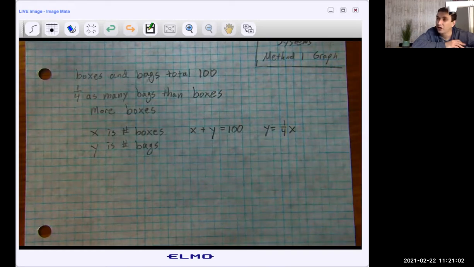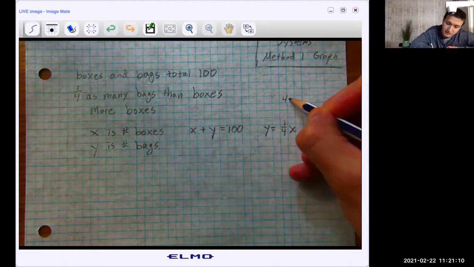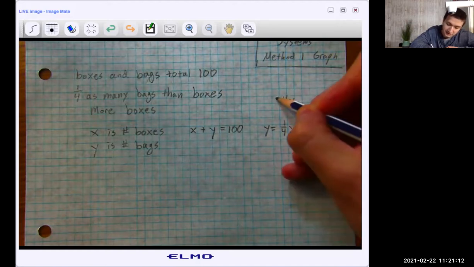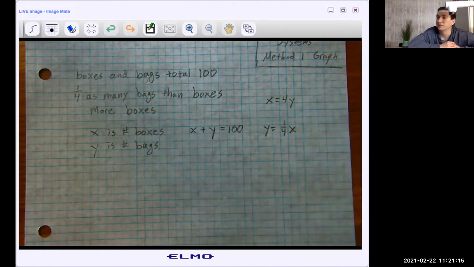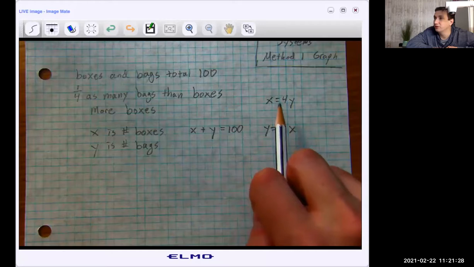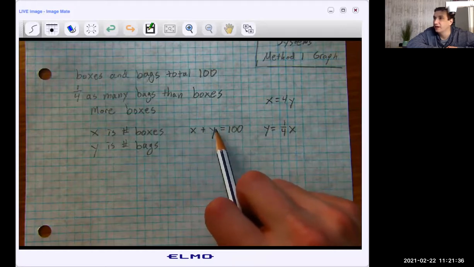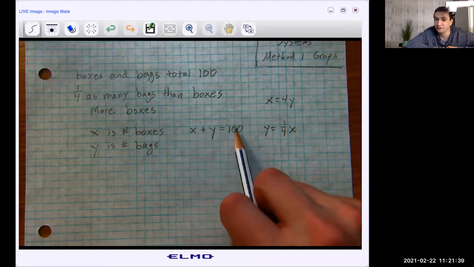Now, some of you think about it the other way, and actually I saw it come up in your examples. You wrote it as like this. You might say like 4 times the bags is the boxes. That would work too. Both of these show the same thing, right? And this one, I think, would be really good for substitution. Because if x is 4y, then really what we have is 4y plus another y has to equal 100. And so some of you can solve it that way.